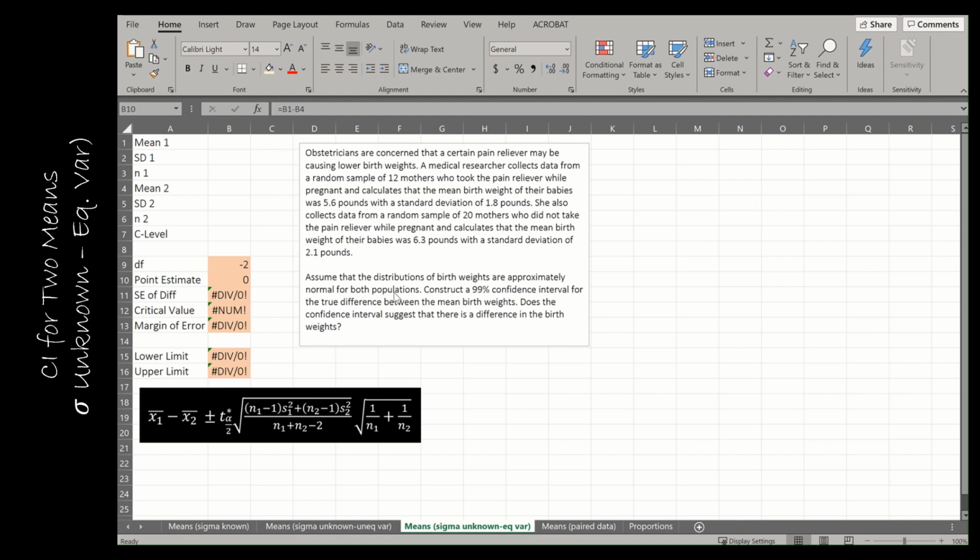Now, variance again is just how spread out the values are. So that's why we're assuming that those values are going to be just as spread out in either distribution.